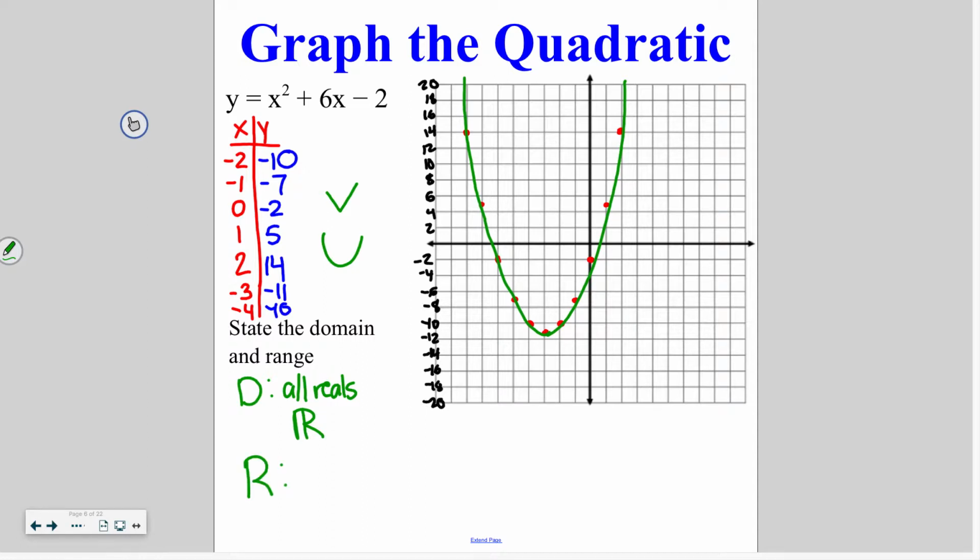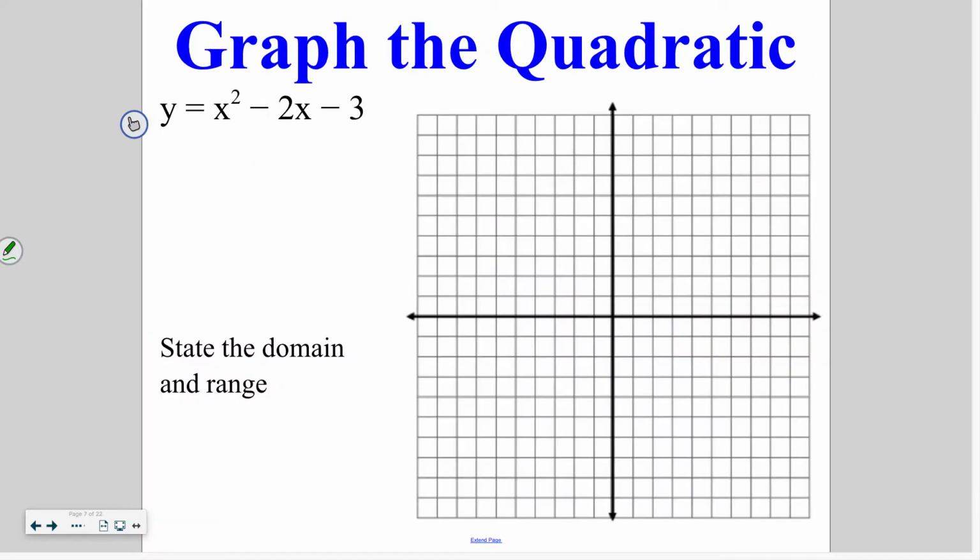Looking at our range, those are our y values. So if we are looking at this graph, it is curving at the bottom and it reaches a bottom point. If you notice, if we kept our table going, no point can be lower than -11, so that means y has to be greater than or equal to -11. If the parabola was flipped over and had a maximum, then it would be y is less than that maximum y value.